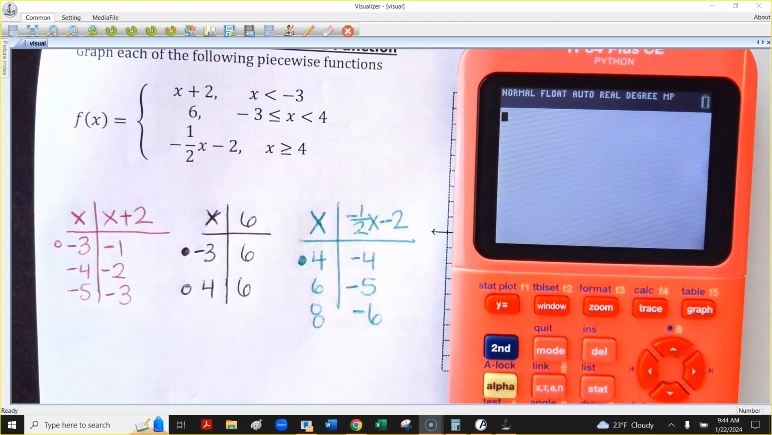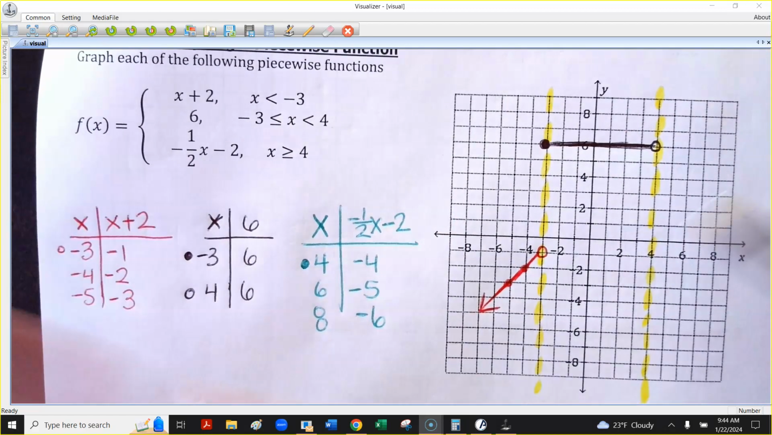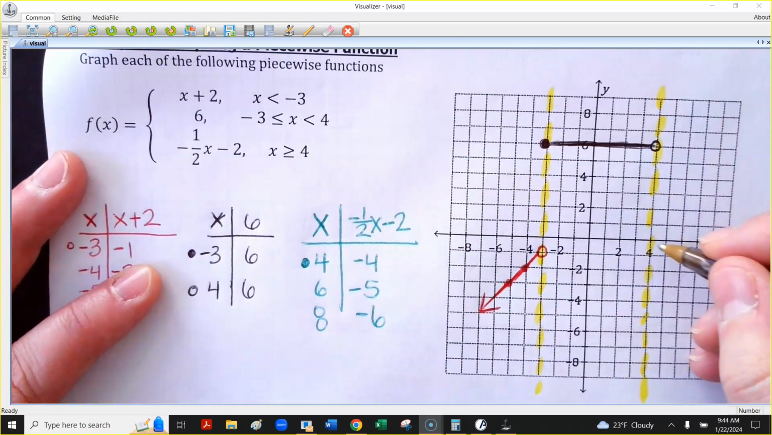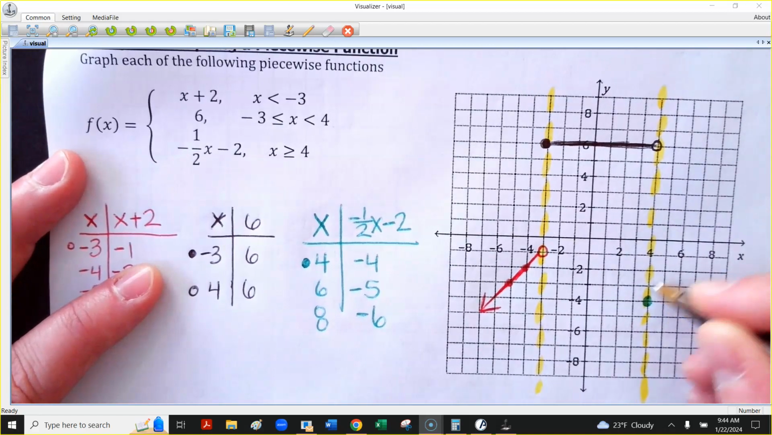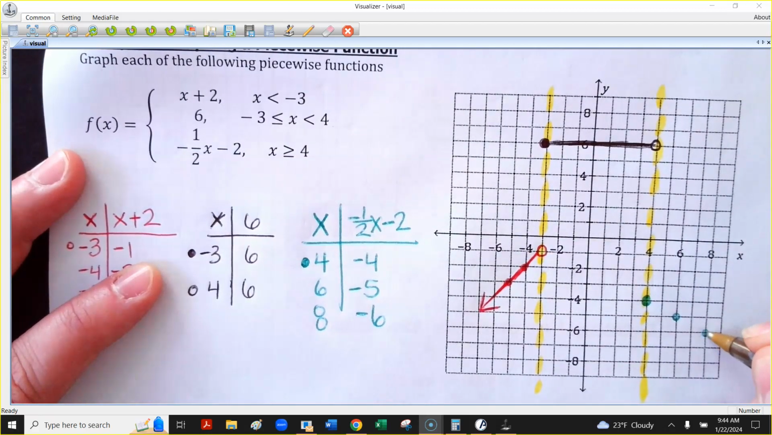But if you want to do that instead of hand plugging it in when you make the table, you make use of your calculator if you would like. I'm going to go ahead and plot these points. These should only go to the right. So like at 4, -4, I'm going to have a filled in circle. Make sure you go over to the 6, you're at -5. At 8, you're at -6. And you're just going to make a ray.